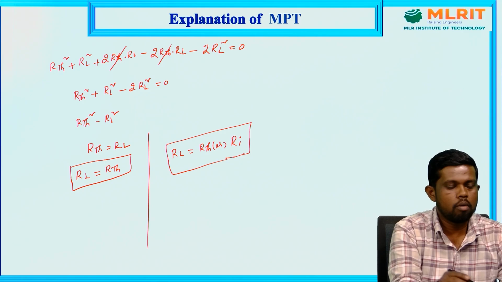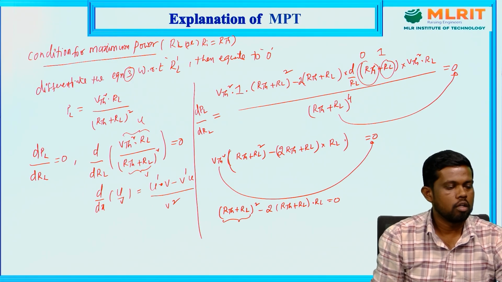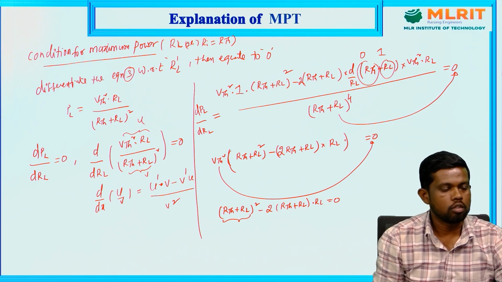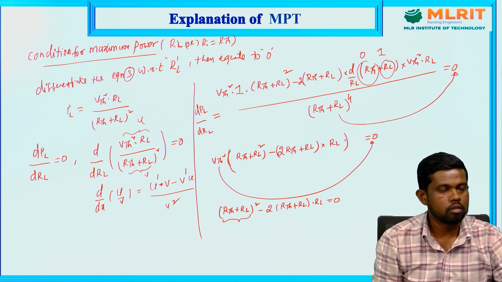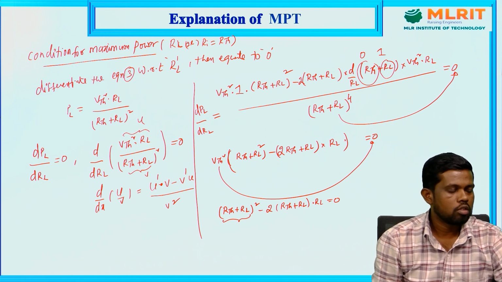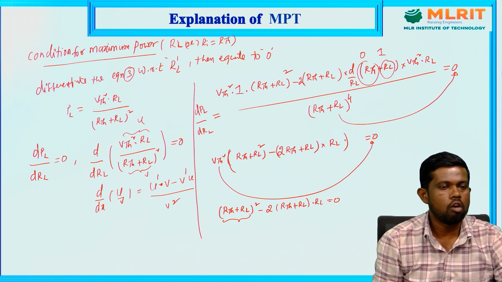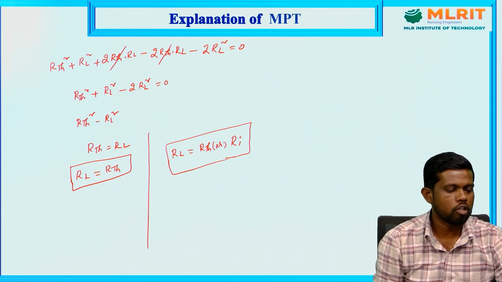This is the condition for maximum power. The condition is that RL must be equal to RTH or R source, because that is what the theorem statement says. Whenever maximum power is transferred from the source to the load, the load resistor must be equal to the source or internal or Thevenin resistance. Based on that, we got the condition for maximum power.